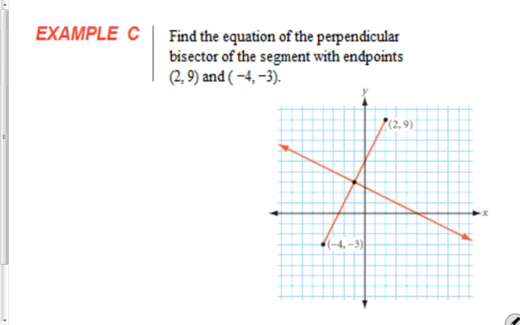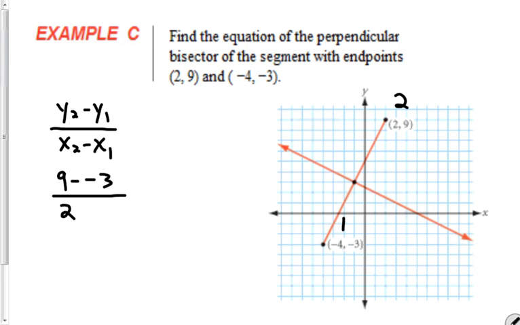So what we can do here is find the slope of the segment. So let's use our formula for slope, y2 minus y1 over x2 minus x1. So I'm going to call this my first point and this my second point. So y2 is 9 minus y1, which is -3. x2 is 2 minus x1, which is -4. And I simplify. 9 minus negative 3, same as 9 plus 3. I get 12. 2 minus negative 4 is same as 2 plus 4, which is 6. So I get a slope of 2, or 2 over 1.